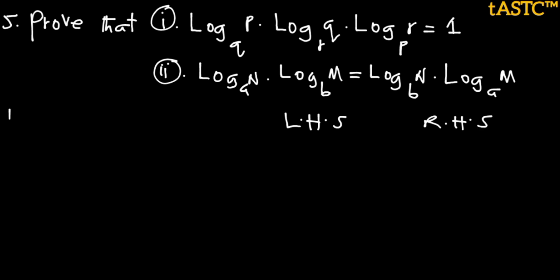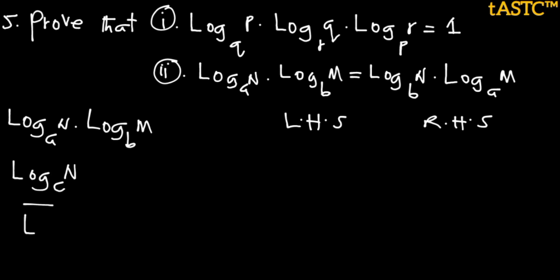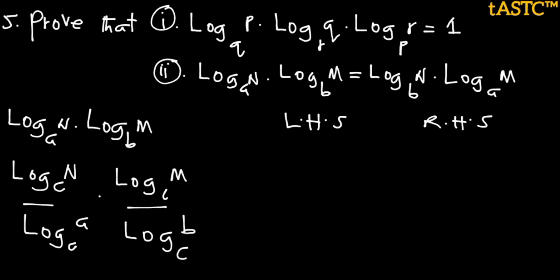Now for the left hand side, we have log to the base a of n multiplied by log to the base b of m. So this, we're going to work it with the change of base. Let us use a new base c. So we're going to have this of a. Now we're going to work that with this also. So that will be log to the base c of m. This will be divided by log to the base c of b.